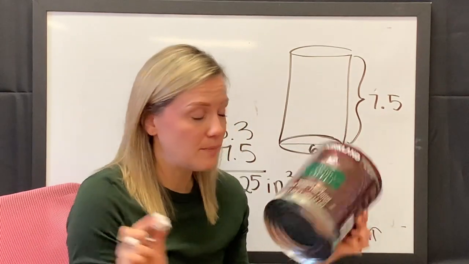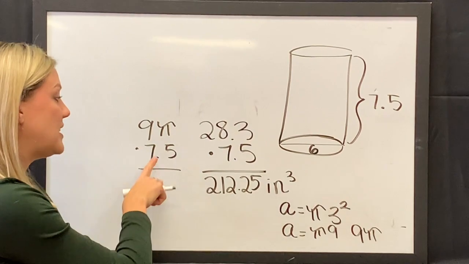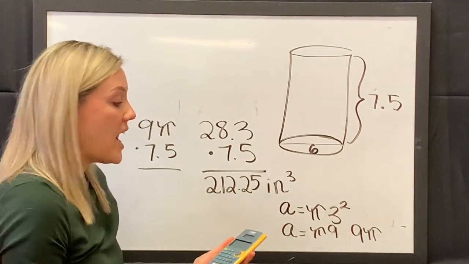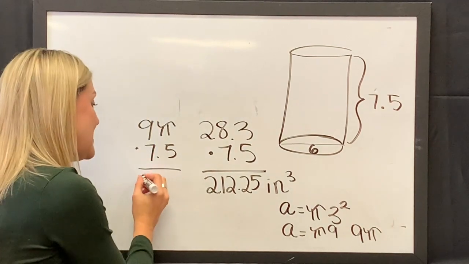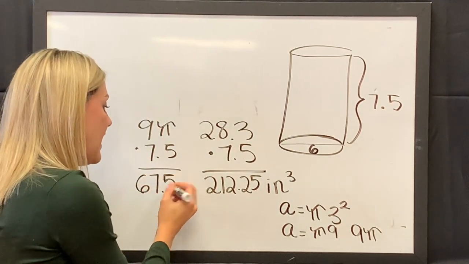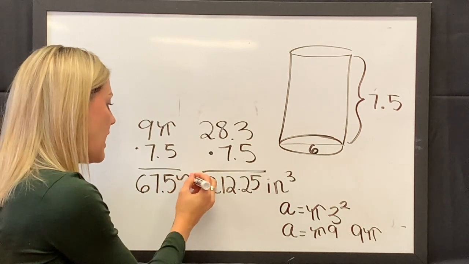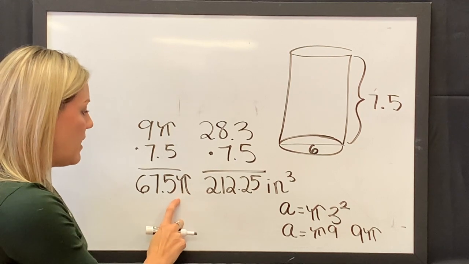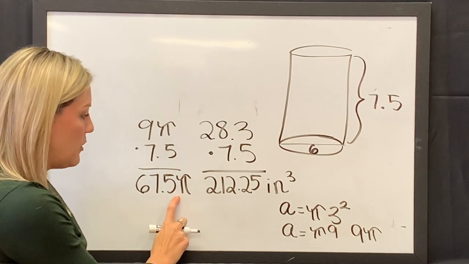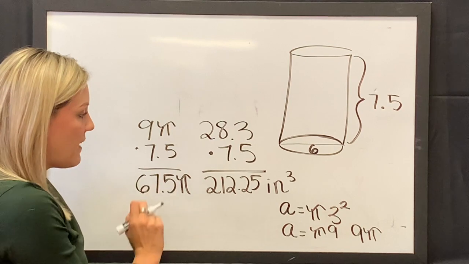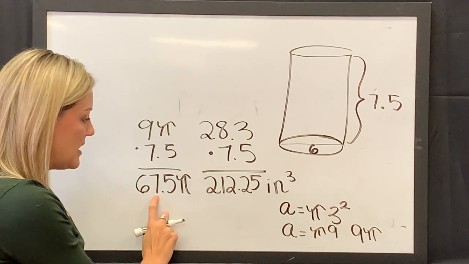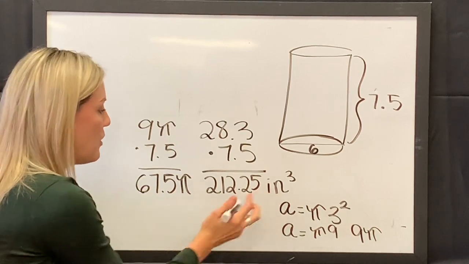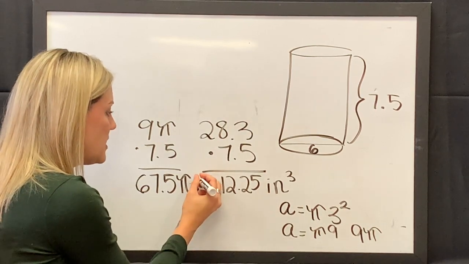Okay, for this one, I'm just going to take the number 9 and multiply that by 7.5. 9 times 7.5 is 67.5. And I can't forget, to find my final answer, I would also have to multiply by pi. So I'm going to put the pi right there, and that just means multiply when they're right next to each other. So my final answer for this one is going to be 67.5 pi, and I can't forget to label it the same way as my last one, inches cubed.